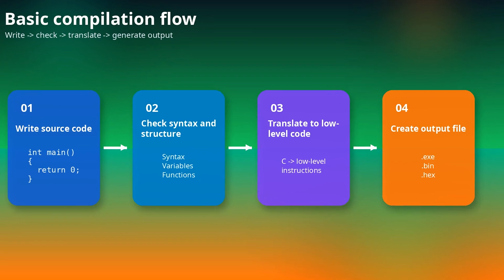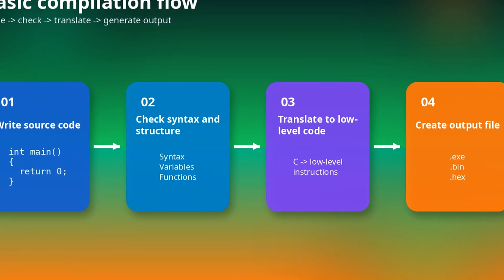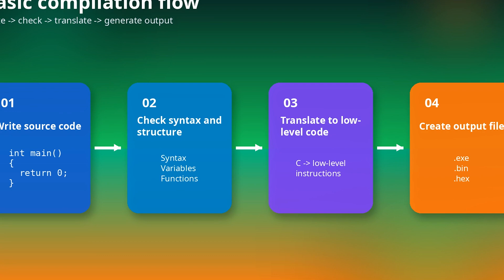Now let us understand the basic working flow. First, the programmer writes the source code in a high-level language like C. The compiler checks syntax, variables, functions, and the structure of the program. The compiler converts that source code into lower-level machine instructions. The output may be an executable file, binary file, object file, or HEX file, depending on the system and target hardware. So the overall flow becomes source code to compiler to machine code or binary output. This is the fundamental job of a compiler.